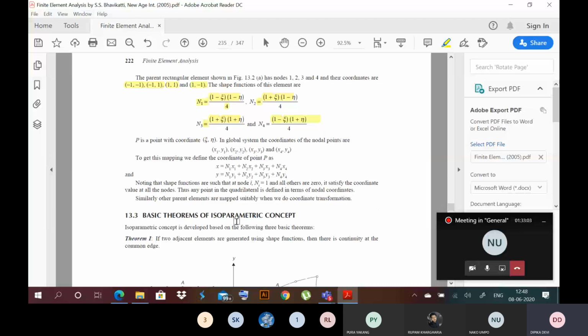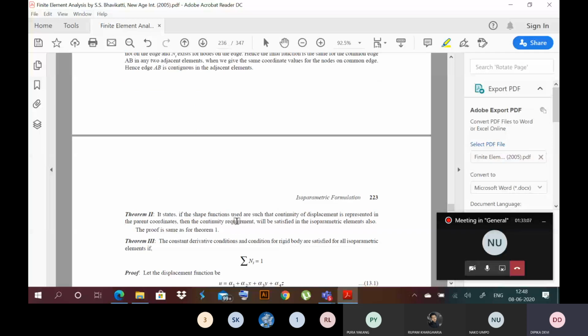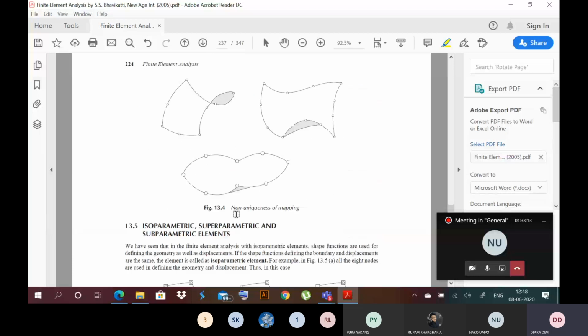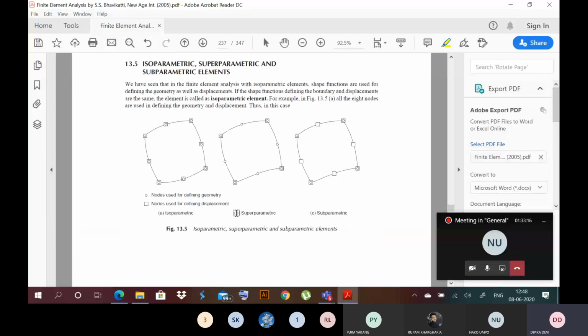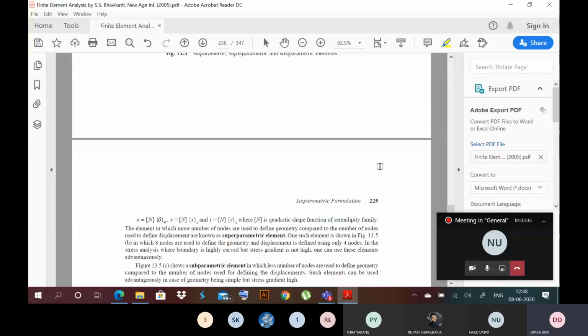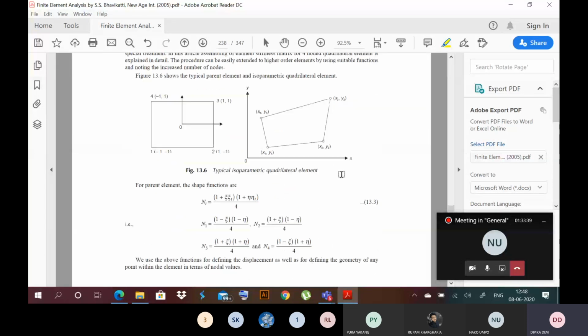So here these basic concepts are given. This much is sufficient for you; you don't need more than that. Sub-parametric and super-parametric I have already told you. In isoparametric, the same nodes will be used for coordinate mapping. In super-parametric, some more nodes will be used for coordinate mapping, and in sub-parametric, fewer nodes will be used. Stiffness matrix assembly will not be discussed in your course.